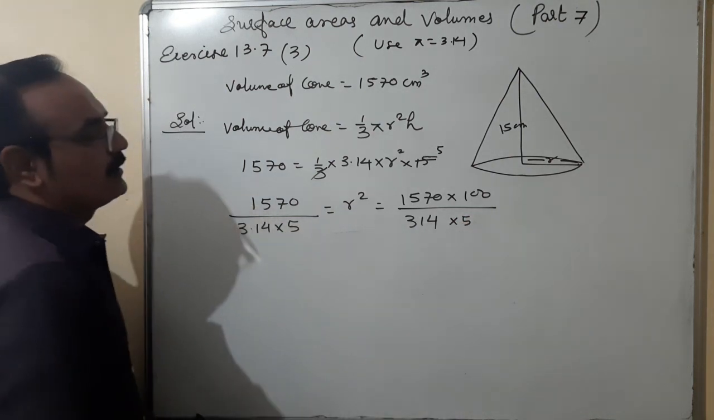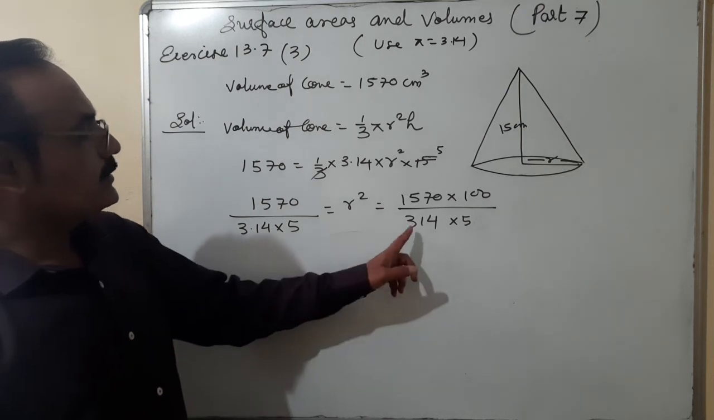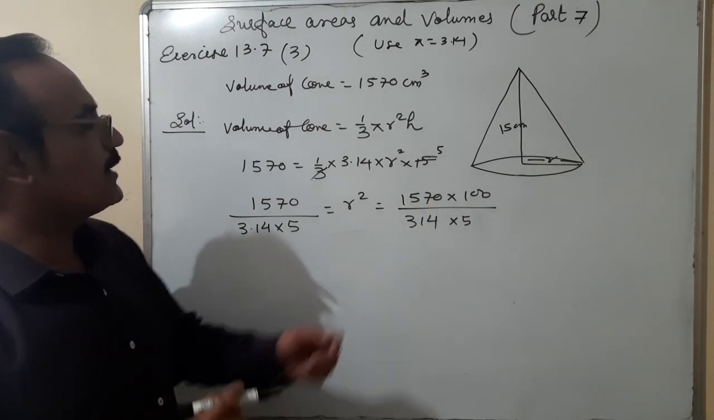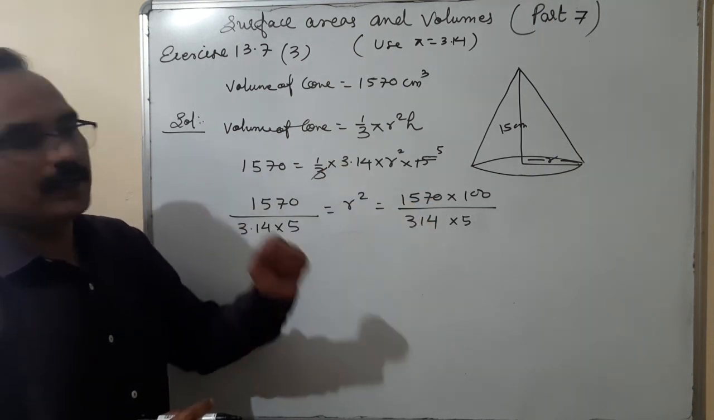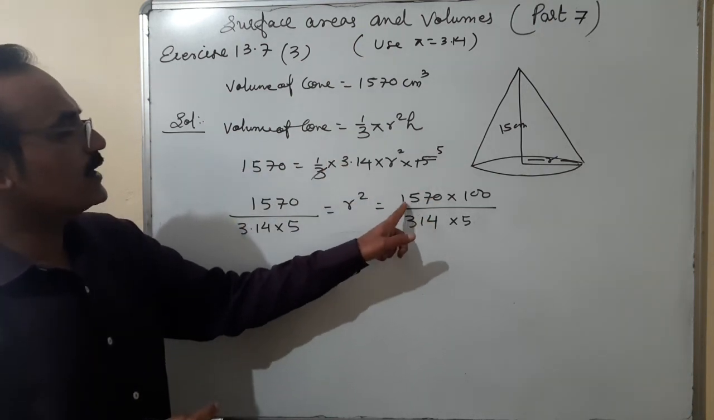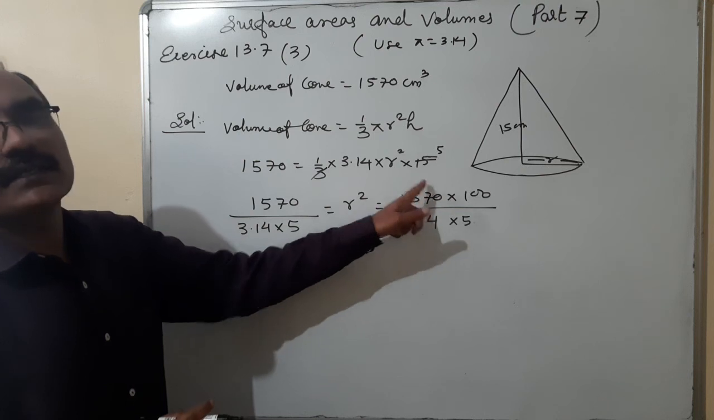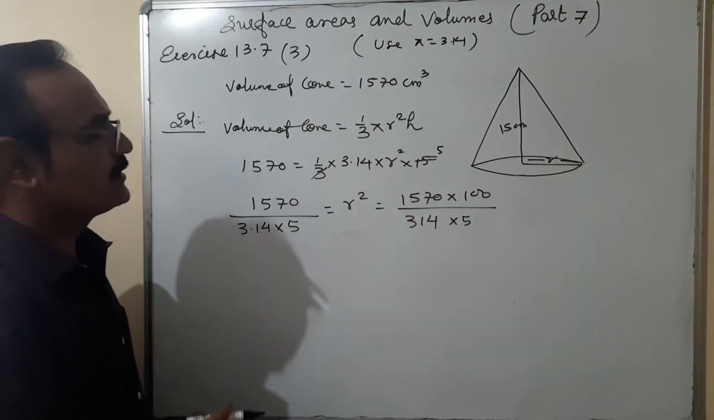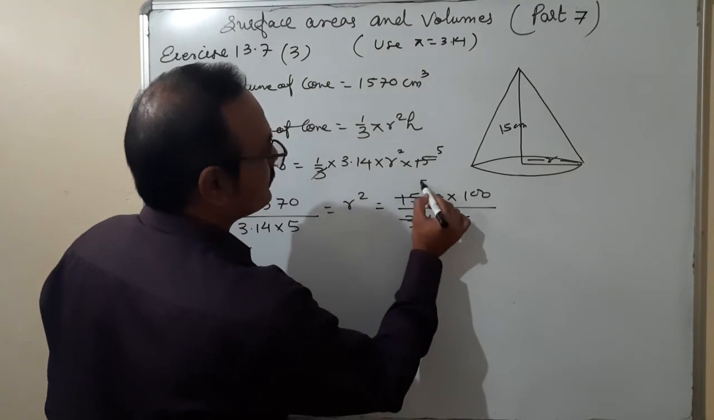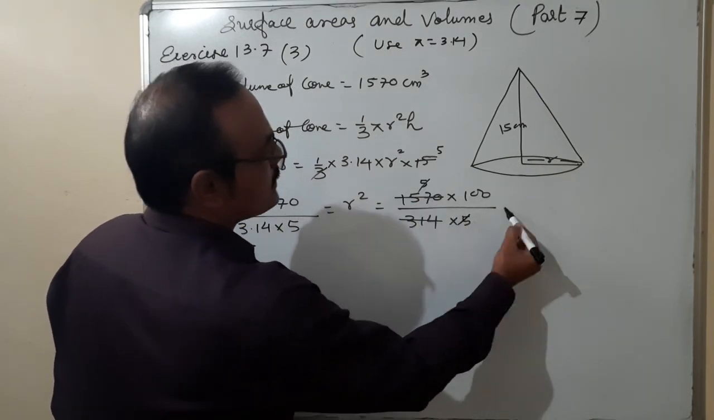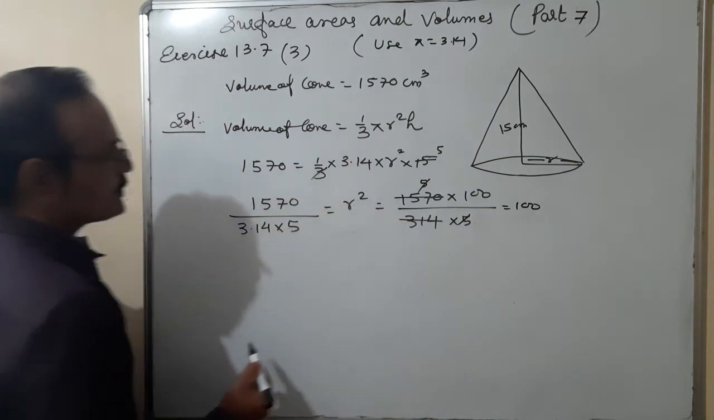Is it okay? Now I'll see that 314 and 1570. 3 5s are 15, 1 4 5s are 70. So what does it mean? This 1570 is completely cancelled by 5 times with 314. So I'll write here 314 5s are... Okay, 5 5 cancel, it is coming 100. So r square is equal to 100.